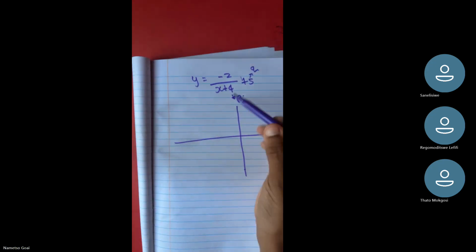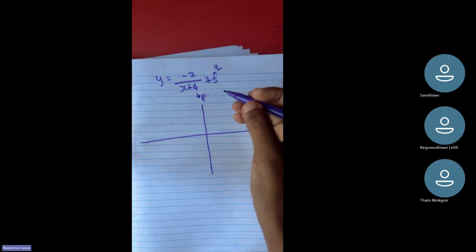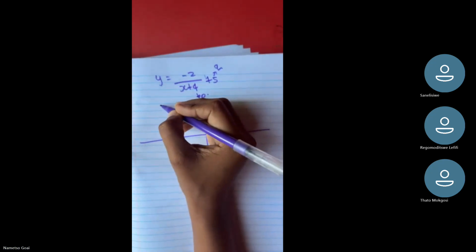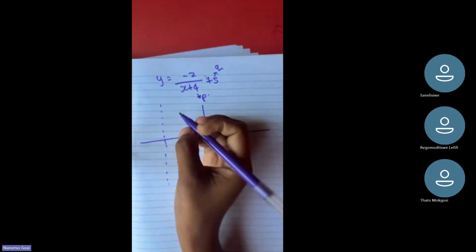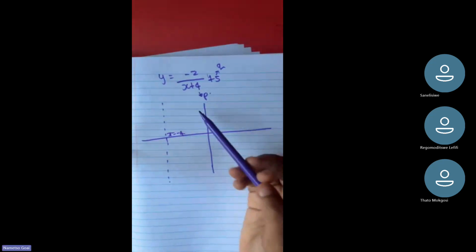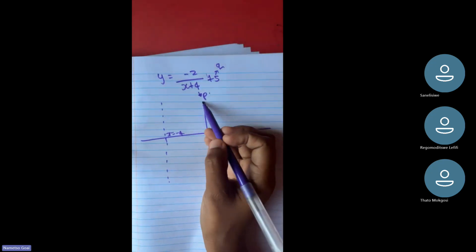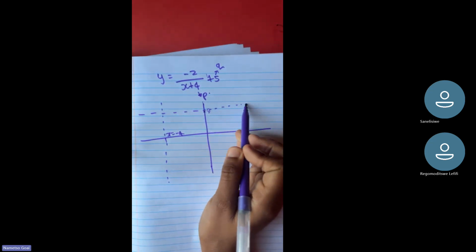Okay, we have an asymptote here at x equals -4, so it would be over here. It has to be a dotted line, by the way. This is our x equals -4. And let's look at our y asymptote. It will be here. Let's assume this is our +5, right? It would go all the way like this.